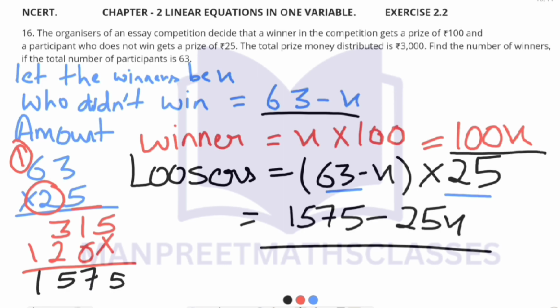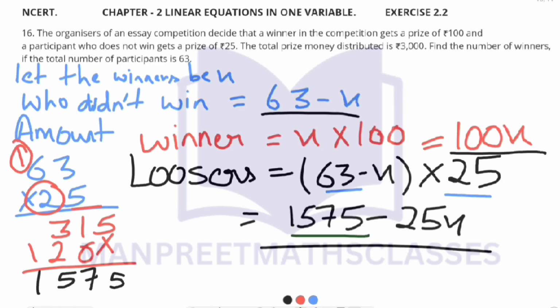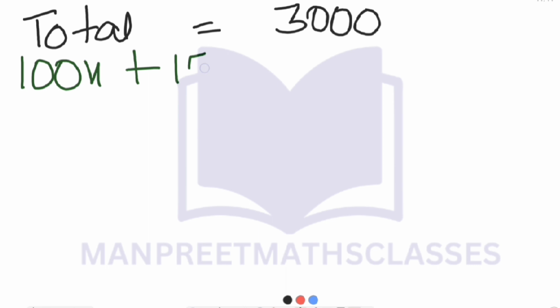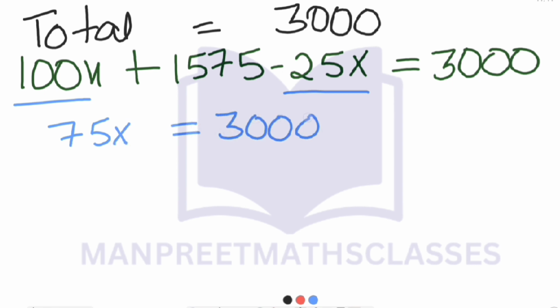Winners are getting 100x. So 100x plus losers are getting 1575 minus 25x. This is the amount losers are getting, is equals to 3000. So 100 minus 25, 75x is equals to 3000 minus, because यहाँ पे ये plus में तो उधर चढ़ के minus में हो जाएगा, 1575. इसको minus कर लेते हैं.